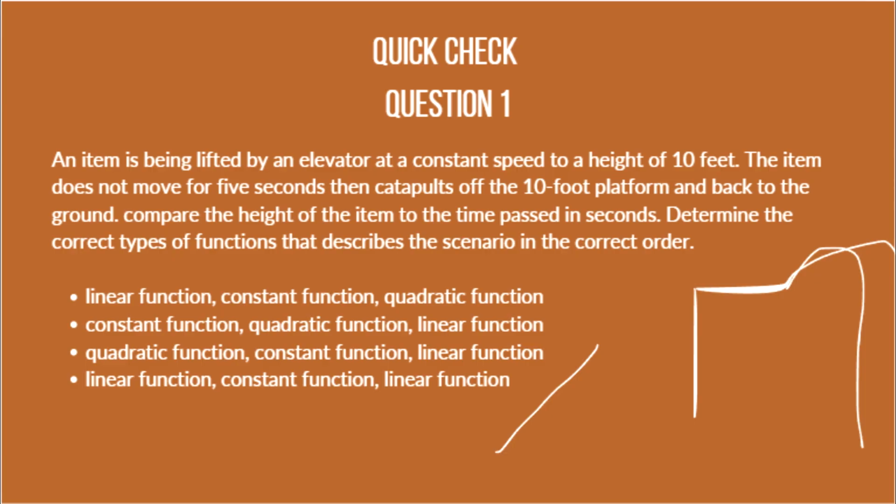Compare the height of the item to the time passed in seconds. Determine the correct types of functions that describe the scenario in the correct order. Functions means you have more than one. So they want the correct order. So first you have this type of function with a slope, then you have the flat function, and then you have the gravity function, which does the whoop-de-doo. Okay? You can do this. Type 1, type 2, type 3. Okay? Get them in the correct order.